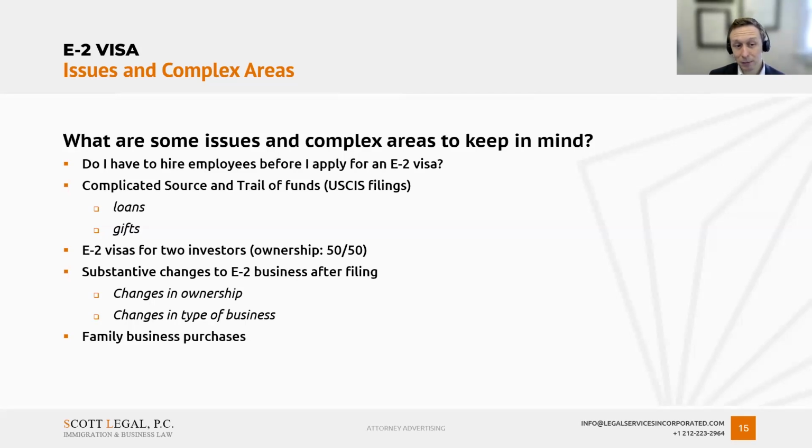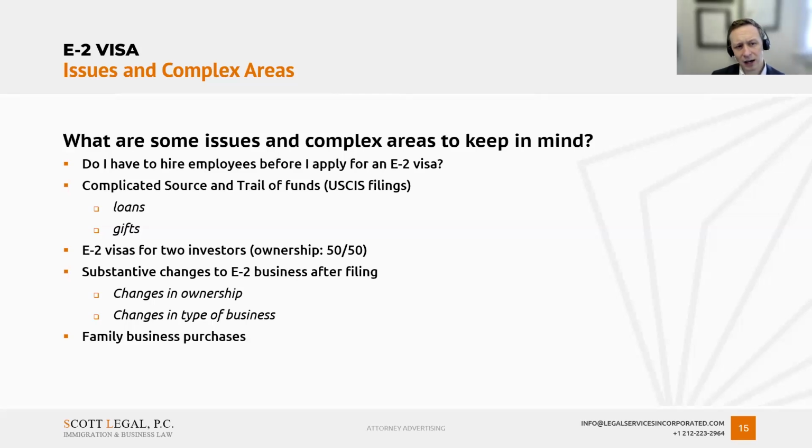Complicated source and trail of funds, especially again, USCIS filings. As GA said, loans and gifts are generally acceptable. The exception is if the loan is secured by the E-2 company or its assets. You cannot use loans that are secured by the E-2 business. But if you are using a loan or a gift, say from a family member or a friend, that is generally fine. Keep in mind, as GA said, you do need to document exactly where that person who gave you the money got those funds. So you cannot get around the source of funds requirement by getting money from someone else.